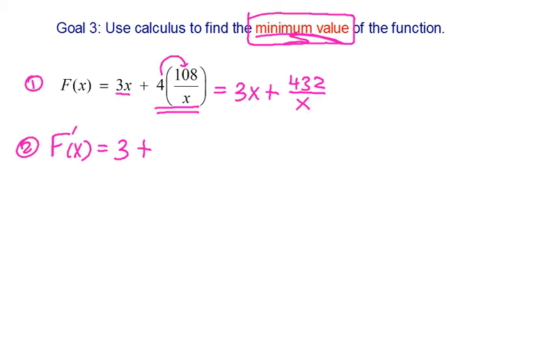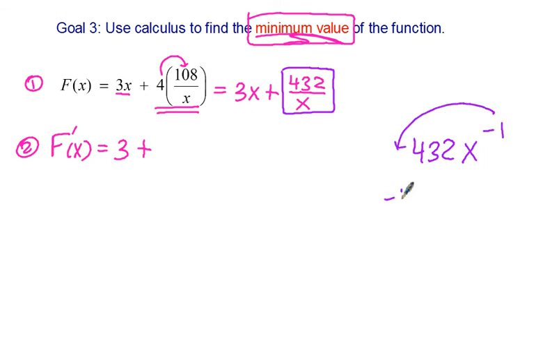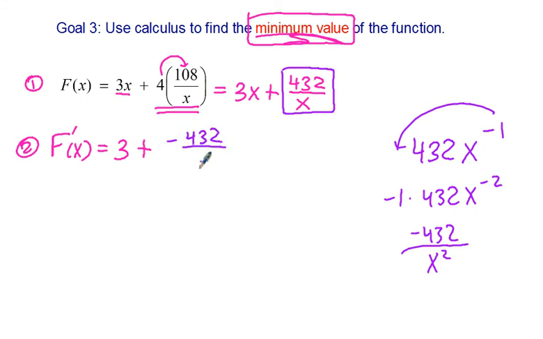Now in preparation to take the derivative of this term right here, let me go off to the side and just do a little scratch work. So just use your exponent rules. Bring the power down for the derivative, -1 times 432. Knock the power down a step. And then rewrite it in exponent form using fractions. So these are all equivalent, and we've just used the regular power rule. And we got -432 divided by x squared.